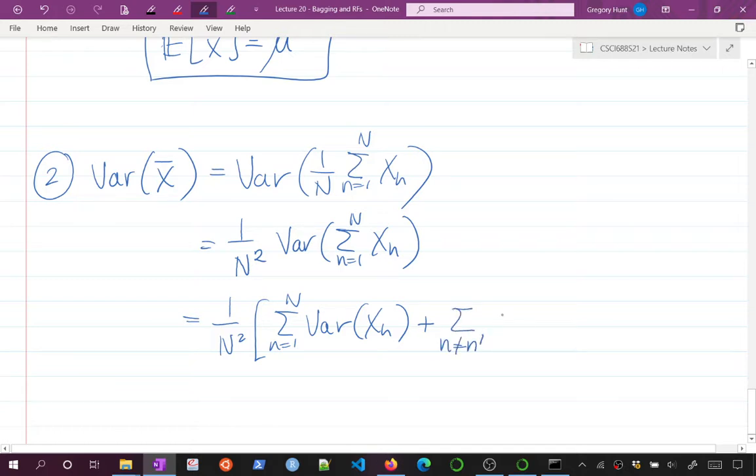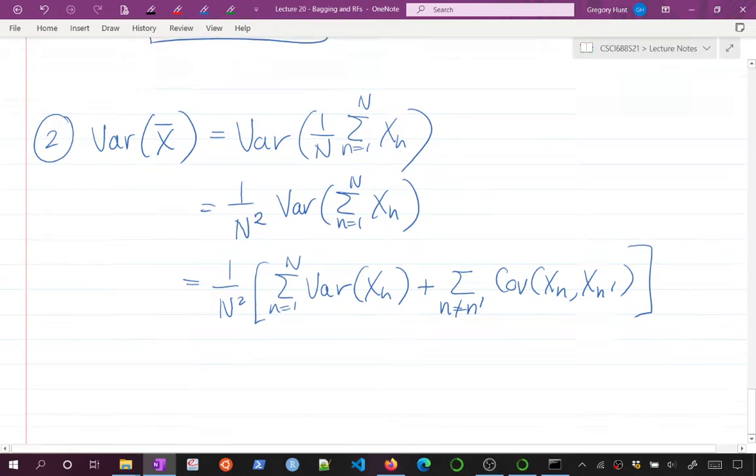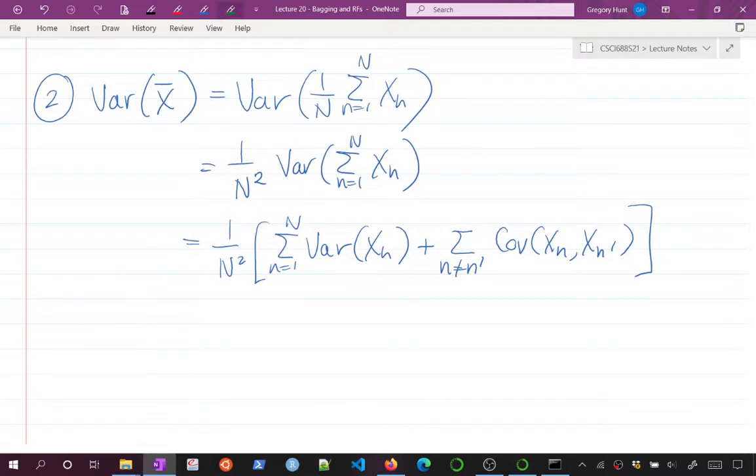Let's say n not equal to n prime. I have to add on the covariances between all pairs. So if I have pairs n and n prime, I have to include the covariance between each, kind of pairwise. So that's my formula. Now, there are a couple special cases of this.